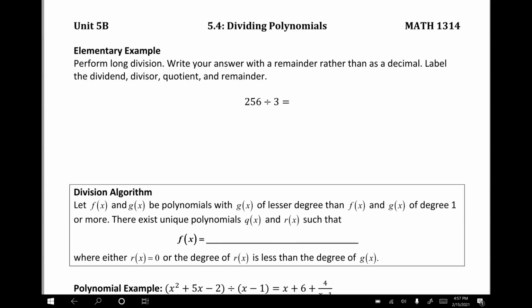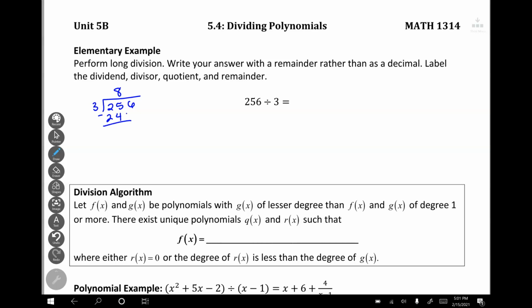So before we get into division of polynomials, let's do an elementary example to review dividing just integers. You learned in elementary school to divide these probably using long division, like so. The first thing you would do is say, how many times does 3 go into 2? Obviously that's 0. So then we move to 25. How many times does 3 go into 25? We would say 8, and we would multiply 8 times 3 is 24. We would subtract 25 minus 24 is 1. And then we would bring down the 6 and start all over.